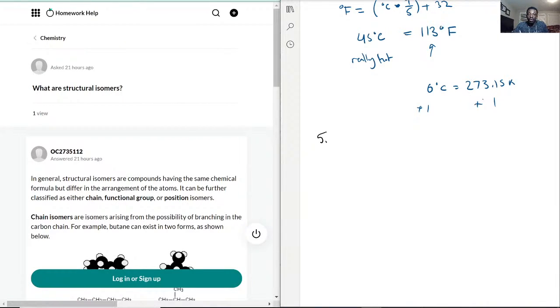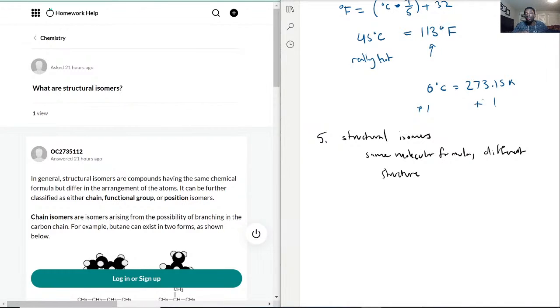What are structural isomers? So, structural isomers. Let's see what we have here in terms of information. Oh, structural isomers are just things that have the same molecular formula, but different structure. So it's kind of in its name. So structural isomers. Okay, so like I said, same molecular formula, different structure.